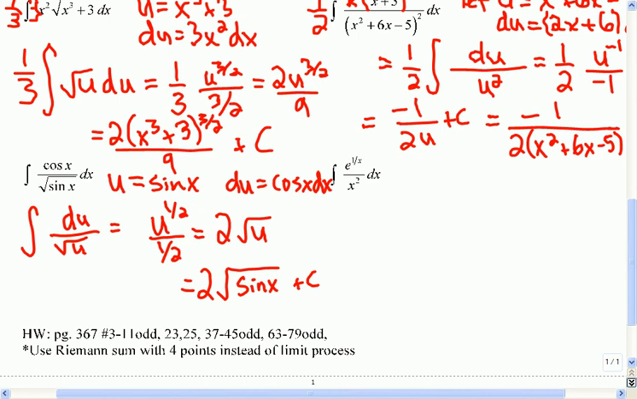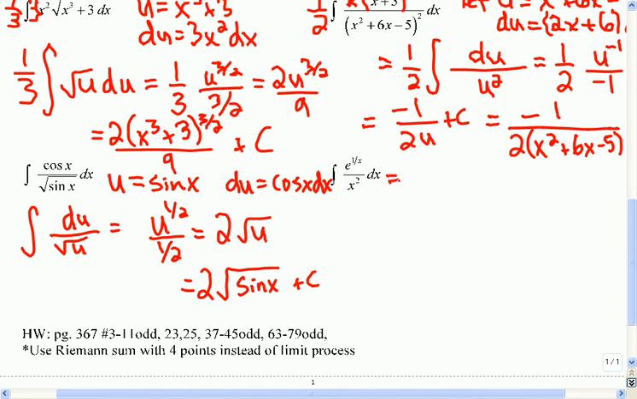Say it again a little louder. Sine's derivative should be cos x, right? Yeah, you got them. Cos x would be negative sine, so if we substituted the other way, there would have been a negative in there.